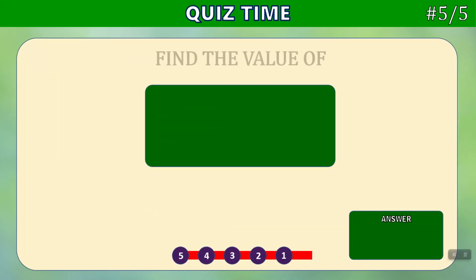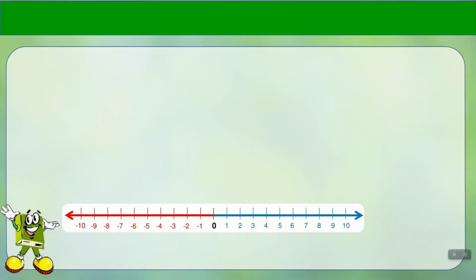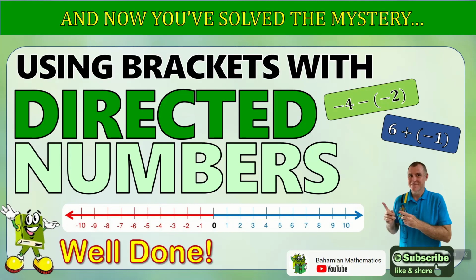And the last question, find the value of 8 minus minus 2. Time's up. The answer is 10. 8 minus times minus is plus, so this turns into 8 plus 2. 8 plus 2 is 10. And now you've solved the mystery of how to use brackets with directed numbers. Well done.